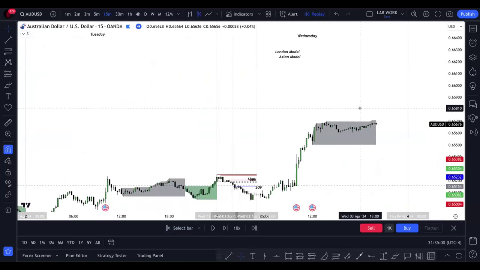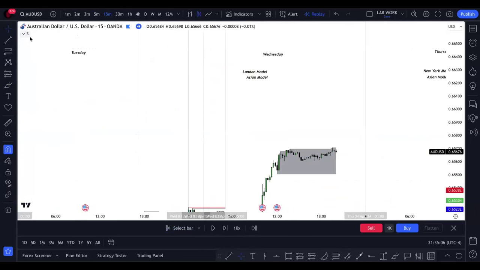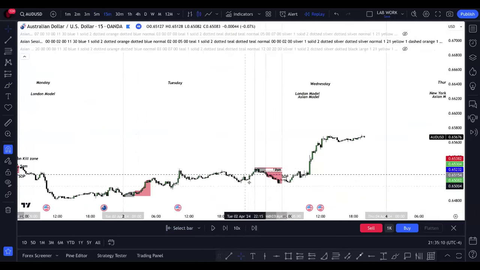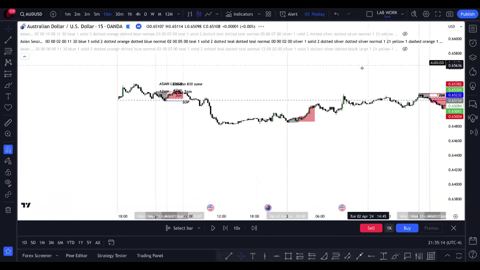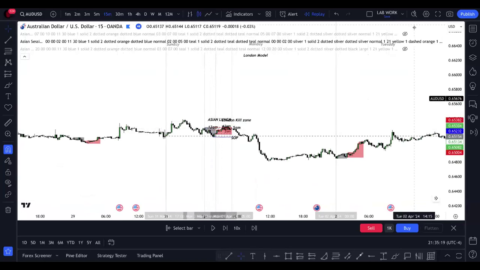You can see dead zone. Look at the dead zone too. Once again, dead zone. Those are all the dead zones. This is what it looks like when I put this on my chart. There goes London. Look at that. Very specific window. Look at the other London session model that we were talking about. Very specific window.